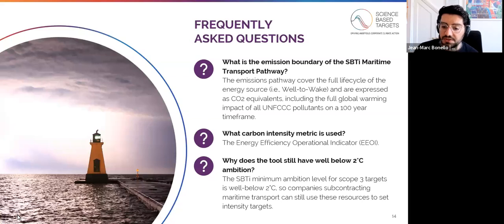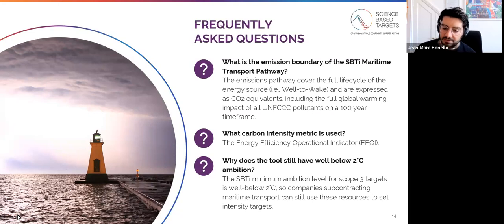The metric that is used to define carbon intensity is the Energy Efficiency Operational Indicator. So this is the EEOI, which you'll be familiar with. That is one of the voluntary metrics from the IMO.